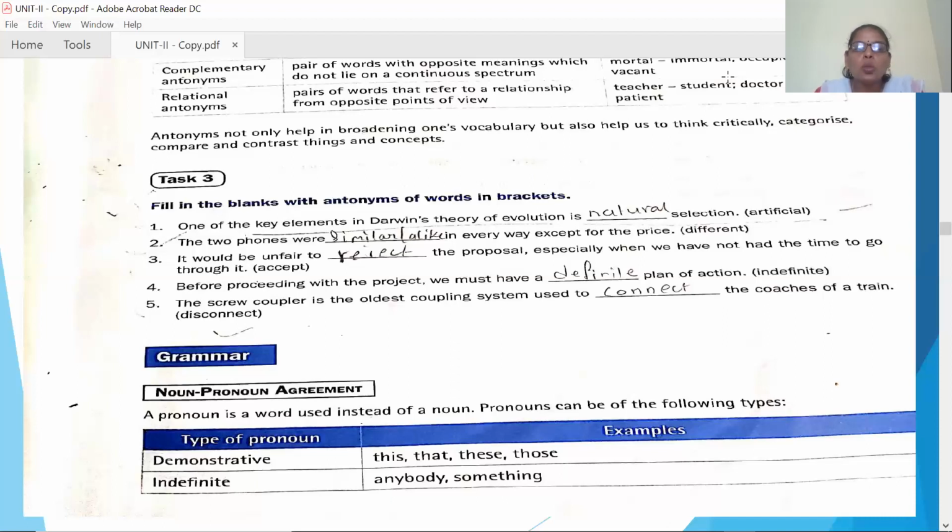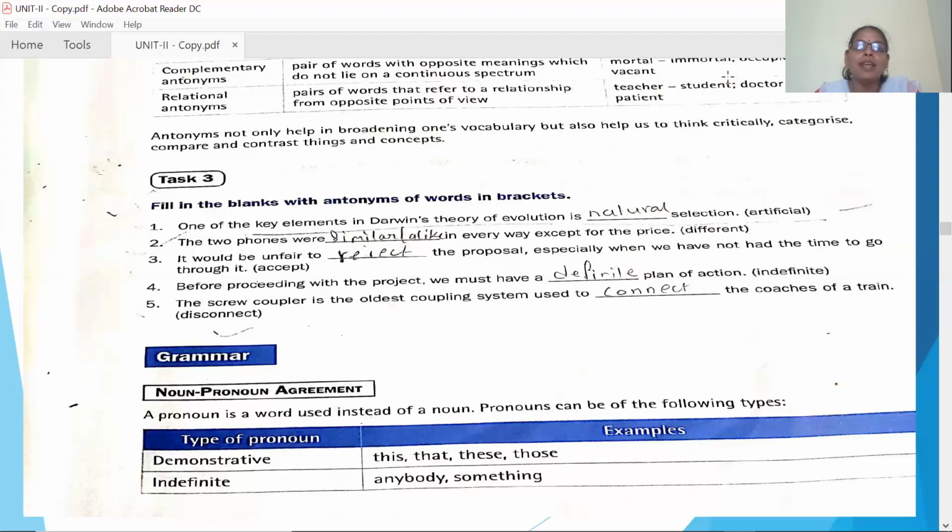A pronoun is a word used instead of a noun. Pronouns can be of the following types. Demonstrative pronouns: this, that, these, those. What is demonstration? When you explain something, like this is a boy, these are pencils, that is a book, those are chocolates. So when you demonstrate or explain something, you take the help of a demonstrative pronoun.